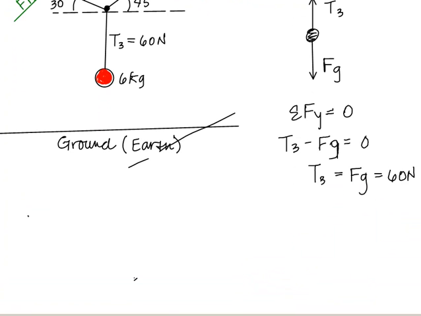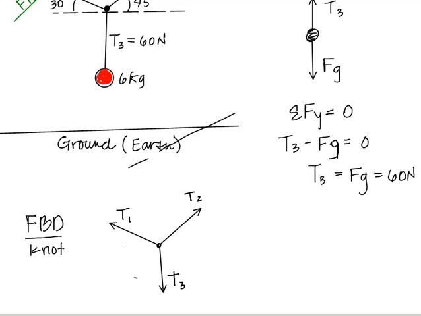Now to find T1 and T2, we need to draw a free body diagram of all the forces acting on the knot. So here's the knot here. We've got T1 up and to the left, T2 up and to the right, and T3 straight down to the center of the earth. Compared to the horizontal, T1 is 30 degrees above, T2 is 45 degrees above.